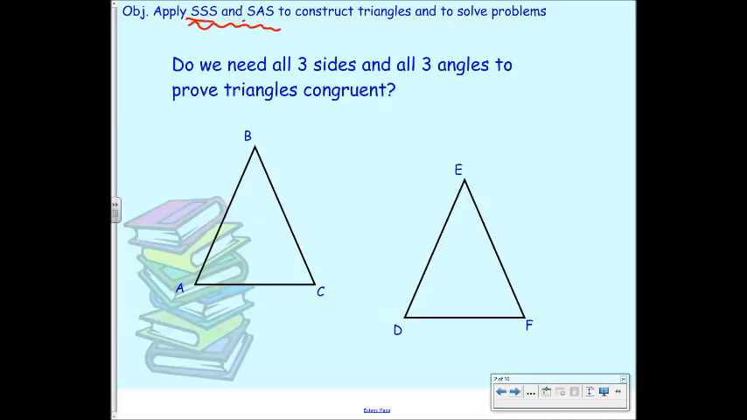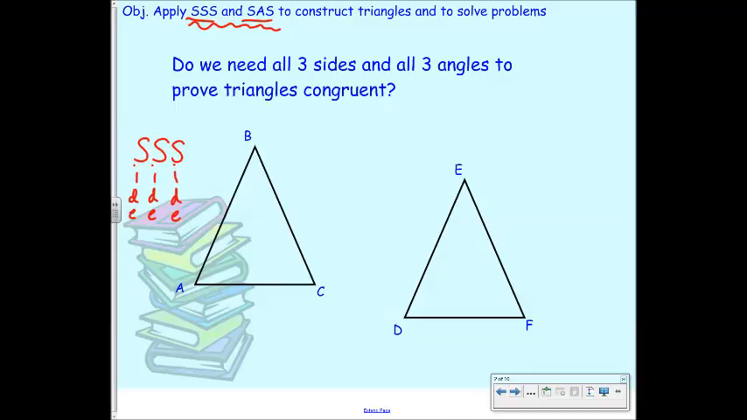So we need all 3 sides and all 3 angles to prove that a triangle is congruent, or so we thought in the past. So we thought before that we needed all 3 sides and all 3 angles to prove the triangles are congruent. It turns out we don't. And one of the ways that we can prove a triangle is congruent is by side, side, side, which means if I prove that all 3 of the sides are congruent, then I know the triangle must be congruent. So if all 3 sides are congruent, I know that the triangle must be congruent.